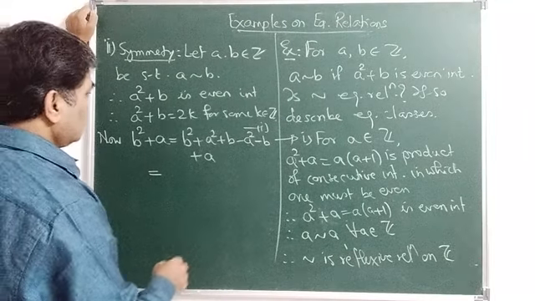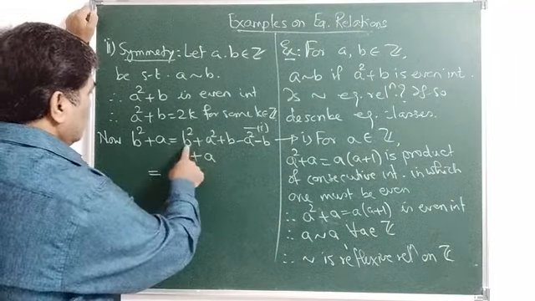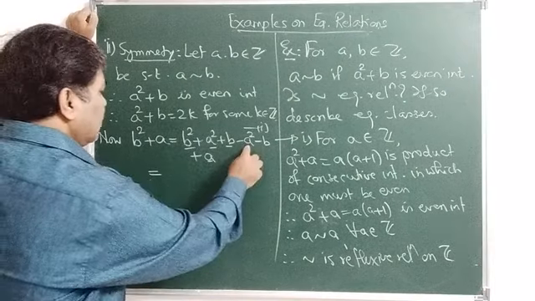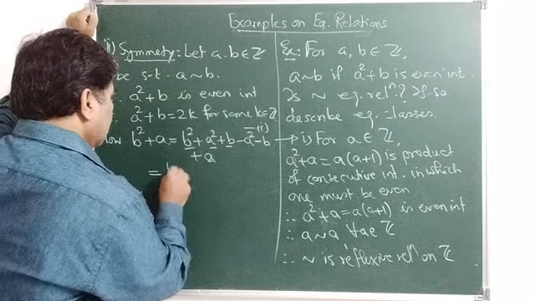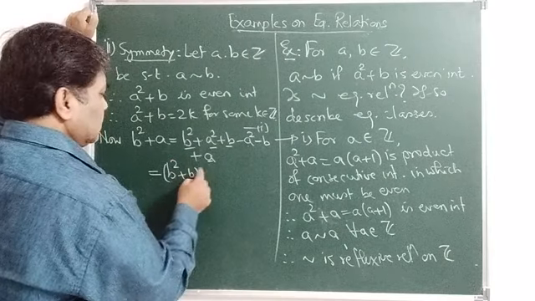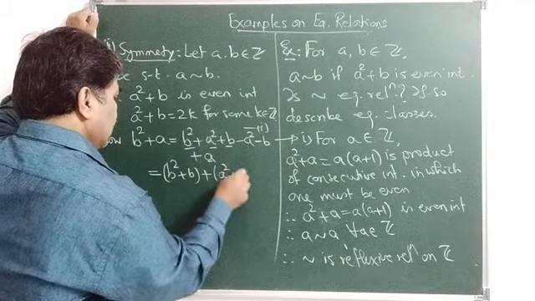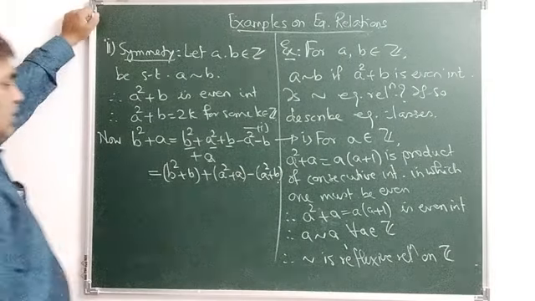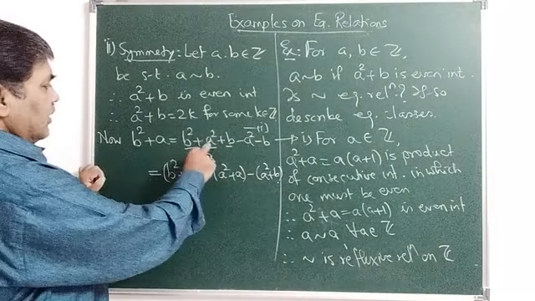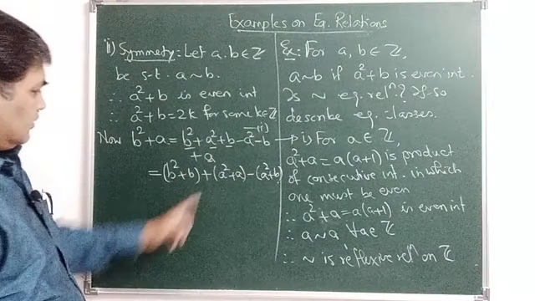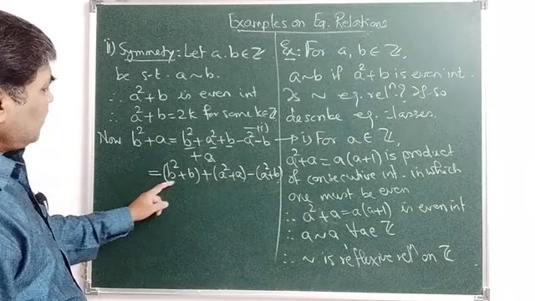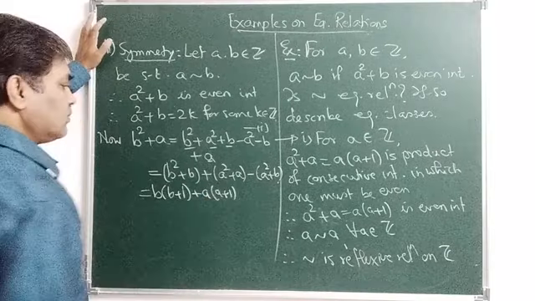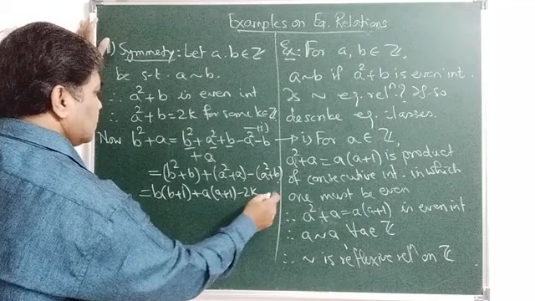If you see here, b square plus b, a square plus a, and minus a square minus b. Okay. So I can write this as b square plus b plus a square plus a minus a square plus b. Is it right? See here, a square gets cancelled, this b gets cancelled. Now, b square plus b is nothing but b into b plus 1. This is nothing but a into a plus 1, and this is your 2k from 1.